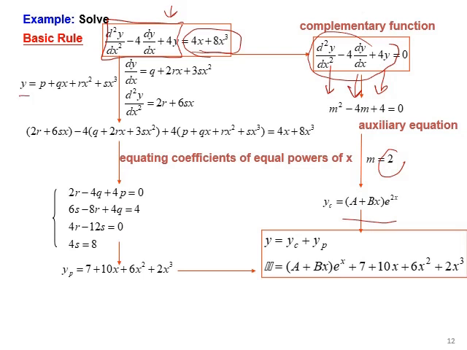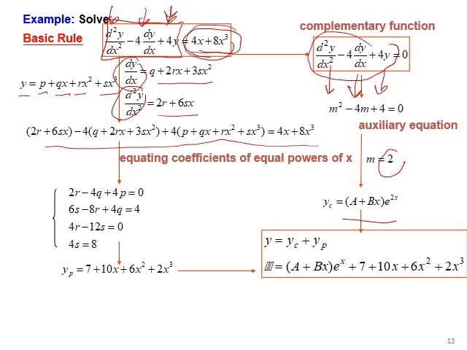This is the particular y equal constant p plus constant qx plus constant x squared plus constant x to the power 3. I need to find the first derivative, so I differentiate. The second derivative, I differentiate. Then I substitute here, here, and here. What I got is this equation, which is equal to the right hand side function.